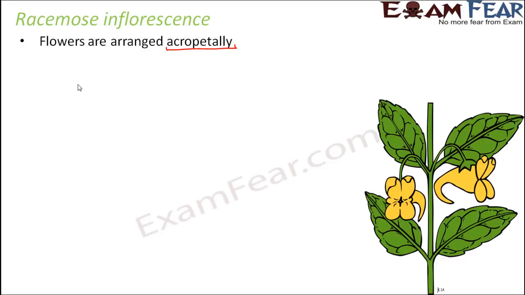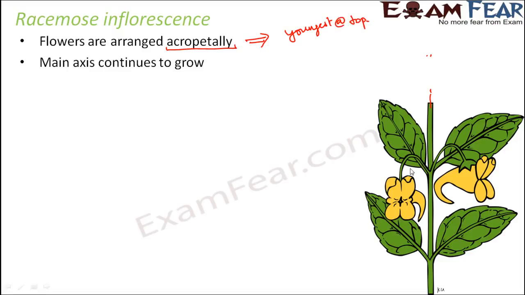In this case, the main axis continues to grow. This is the main axis, and it will keep on growing forever. The flowers which are formed before will be lower, and the flowers formed later will be at the upper part. So when I say acropetal, the youngest flower is at the top, because flowers formed before are at the bottom. Newer flowers will add up to the top, again and again. So the flowers at the top are the youngest flowers, right?